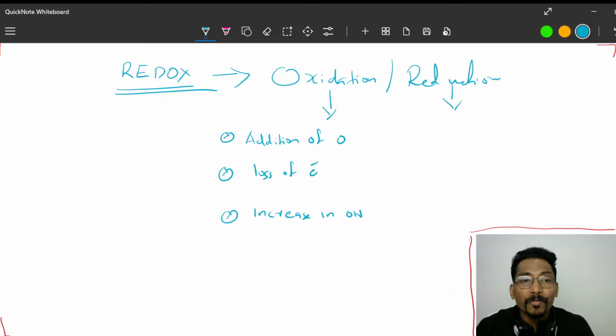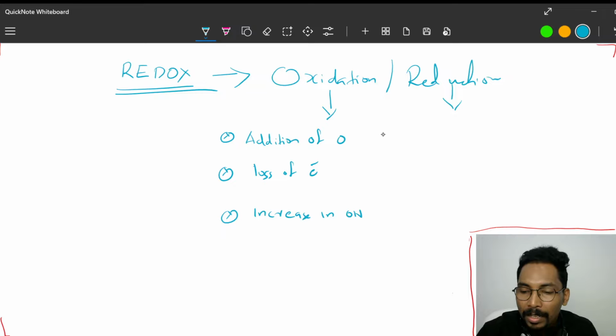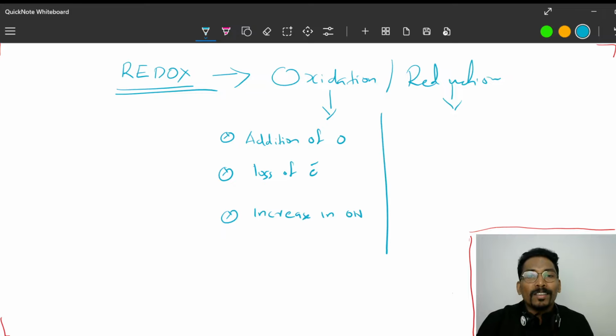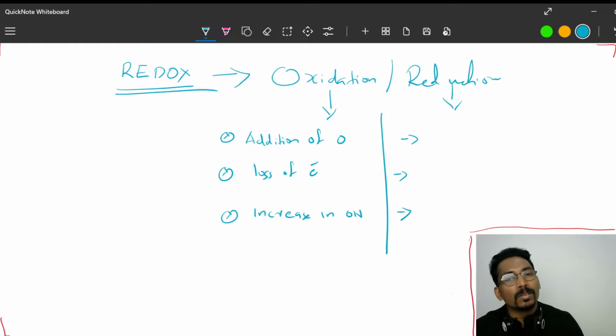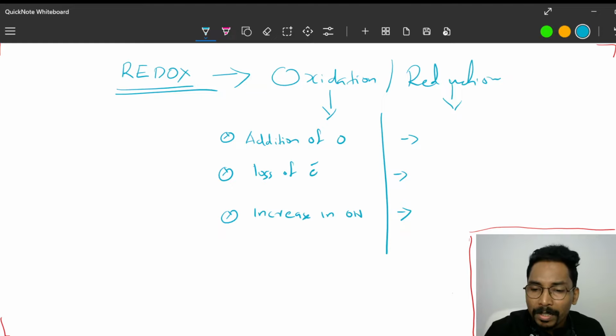Without knowing what is oxidation and what is reduction, you can't do anything in this chapter. Not only for this chapter, these are the basics of chemistry. That's why I selected this particular topic today. The opposite of all this will be reduction. Reduction means removal of oxygen, gaining of electrons, and decrease in oxidation number. Clear? I will give you some examples, then you will get more idea about this.